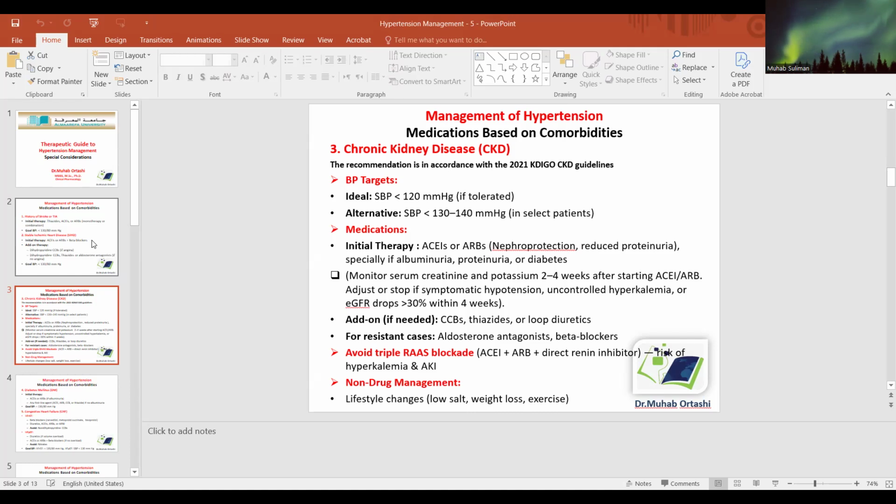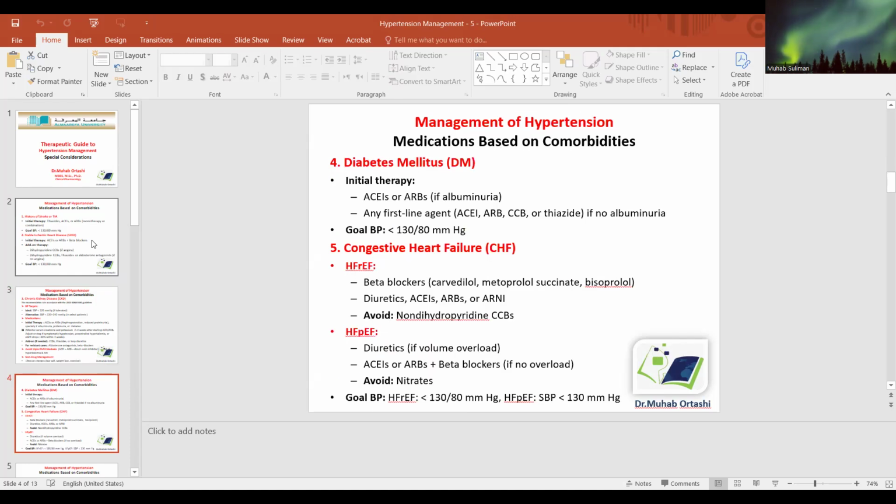Okay, non drug management for this patient: of course, we advise lifestyle changes, which look like the lifestyle changes used in hypertension, which are weight loss, exercise, and the diet of the patient.